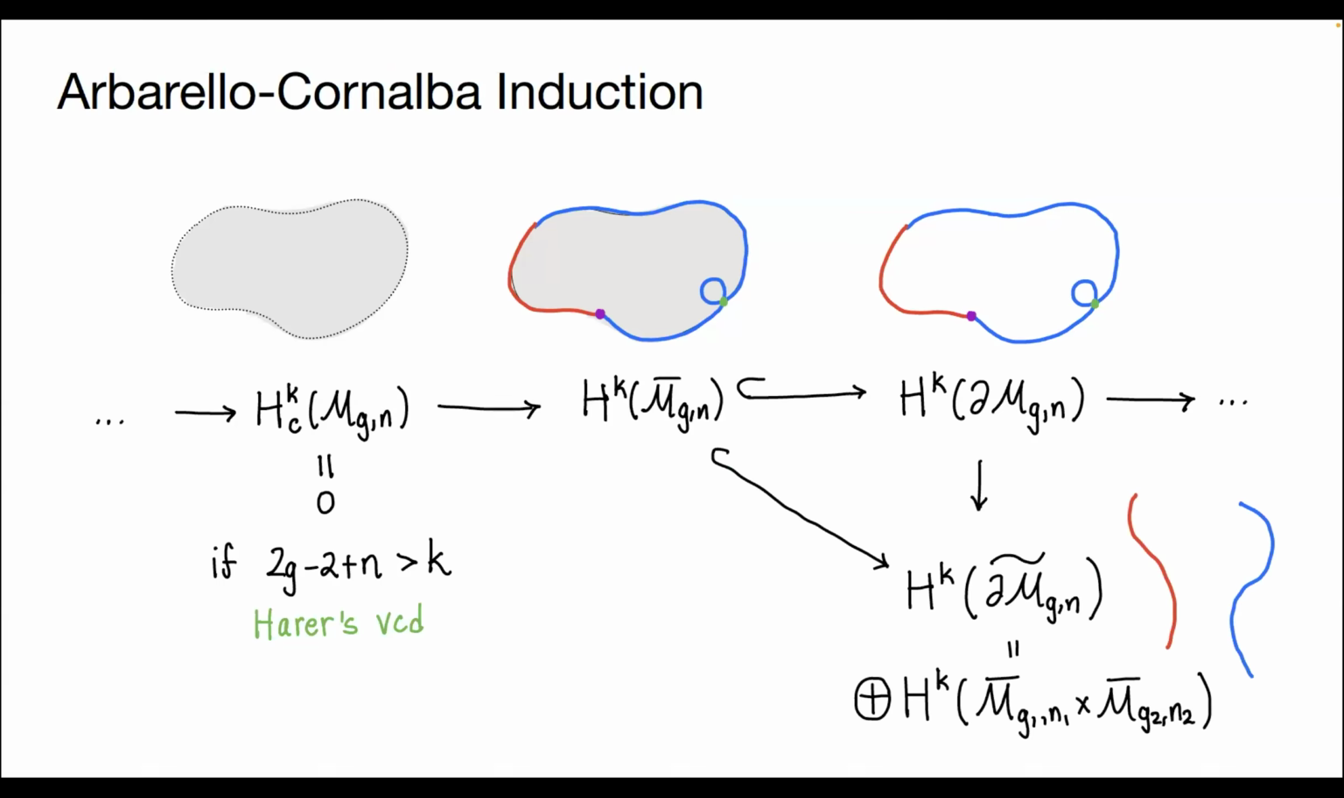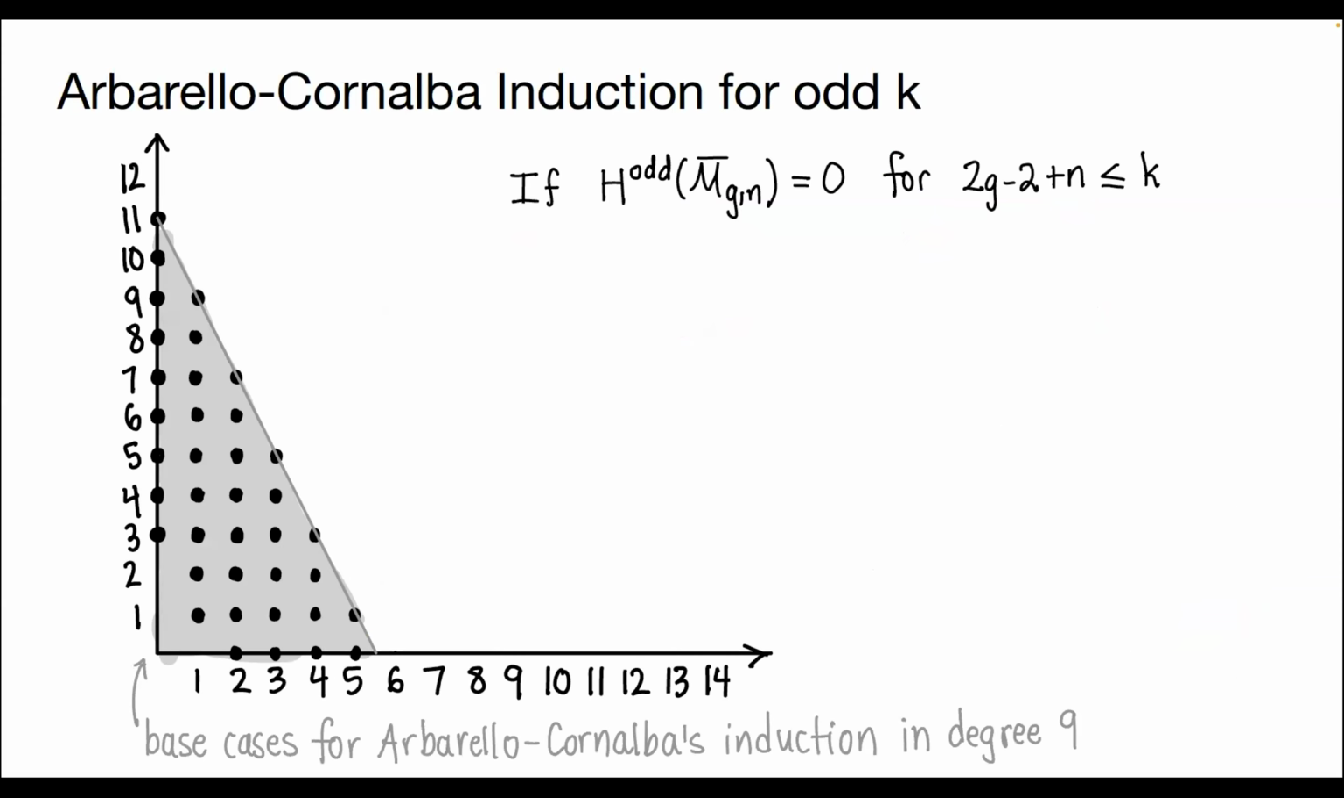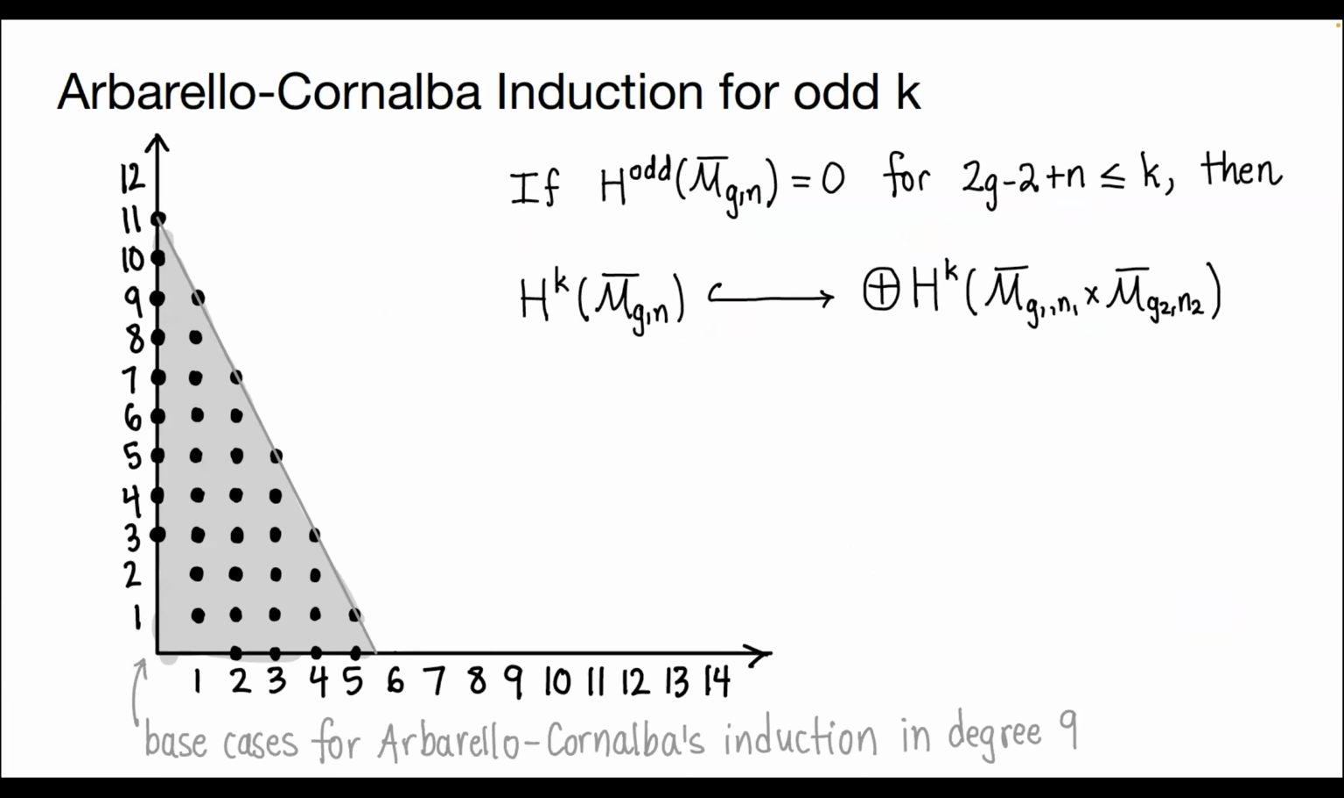So why is this so useful? Well, let's suppose that you knew that the odd cohomology of M_{g,n} bar vanished whenever 2g minus 2 plus n is less than or equal to k. So then I claim that you would have an injection like this for all k. Because when 2g minus 2 plus n is less than or equal to k, the left-hand side is just 0. And when it's greater than k, that's the injection from the previous slide.